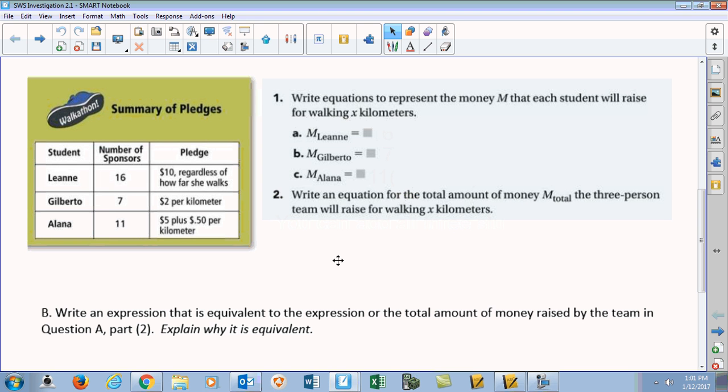Leanne, Gilberto, and Alana. So Leanne has 16 sponsors, and each of those sponsors is giving her $10 apiece. Gilberto has 7 sponsors, and each sponsor is giving him $2 per kilometer that he walks. And then Alana has 11 sponsors, and each sponsor for her is giving her a $5 flat fee plus 50 cents per kilometer. So you're going to take a few minutes here and see what you can come up with for these equations, and then we will team up and go over them together.